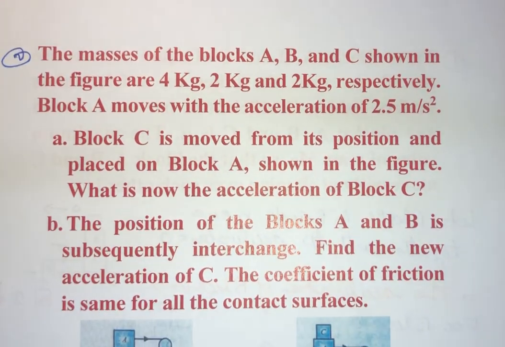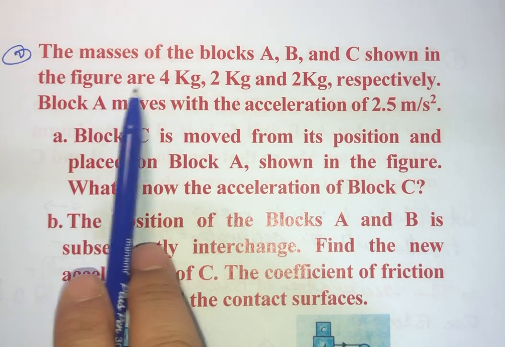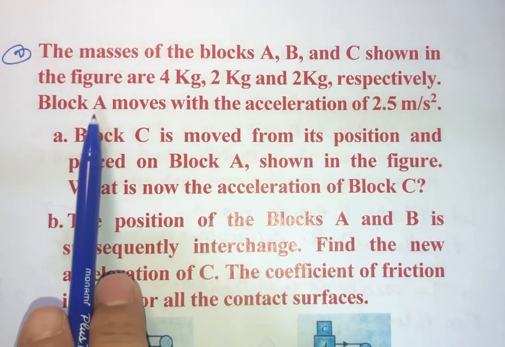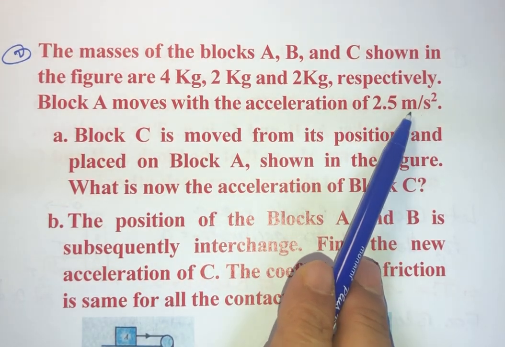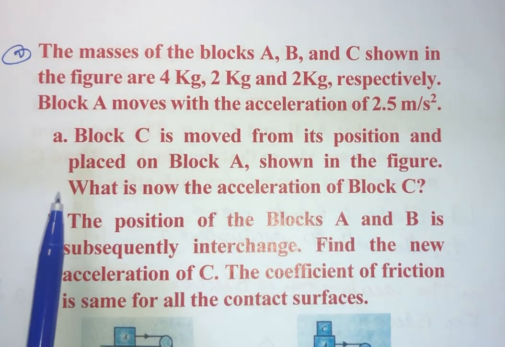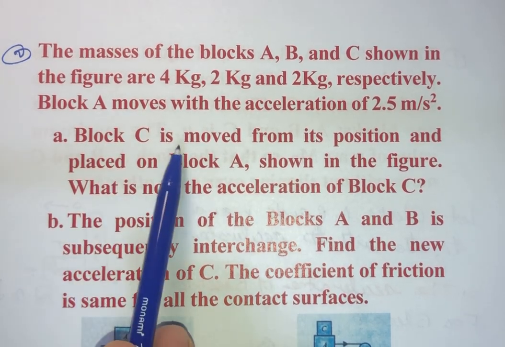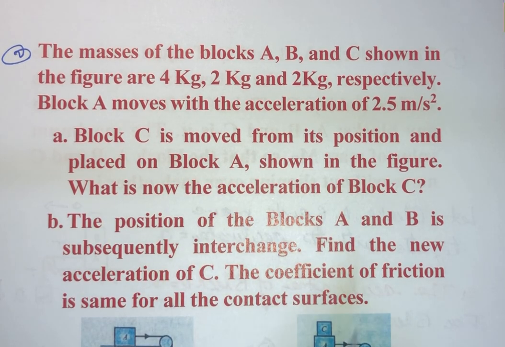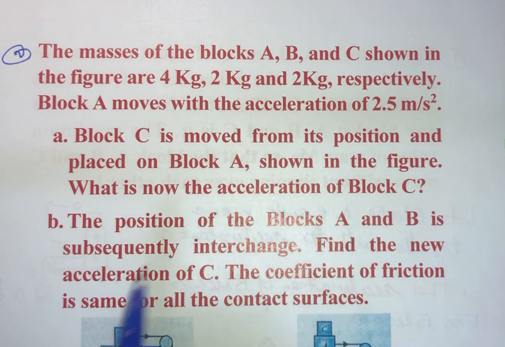Here the masses of blocks A, B and C shown in the figures are 4 kg, 2 kg and 2 kg respectively. Block A moves with an acceleration of 2.5 meter per second square. We are going to have two questions here. Block C is moved from its position and placed on block A as per this figure. What is now the acceleration of block C?